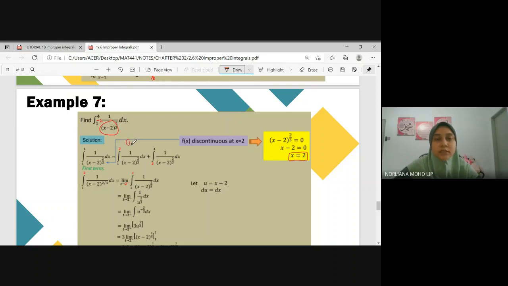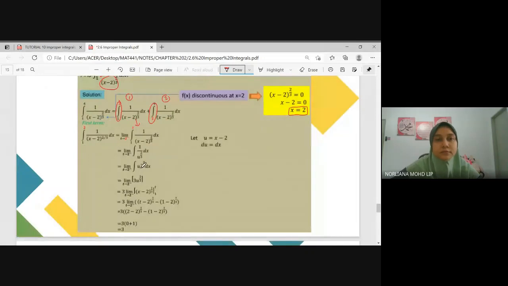Term 1, interval 1 until 2. And then second term, the interval 2 until 4. Okay, then kita solve dulu untuk first term. So kat sini discontinuous at upper interval. So that's why kita gunakan limit t approach to negative. From interval 1 until 3. Okay, so kita integrate this function.